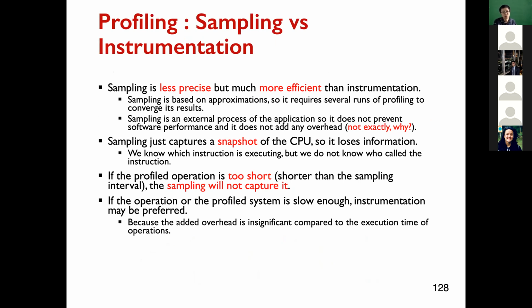Sampling just captures a snapshot of the CPU. For example, at certain intervals, every second, we capture a snapshot of the CPU. Or you can think about memory, other stuff, right? So this is sampling. If the profiled operation is too short, the sampling will not capture it. Because you capture every second, if the operation is less than 1 second, you may not capture it, right?